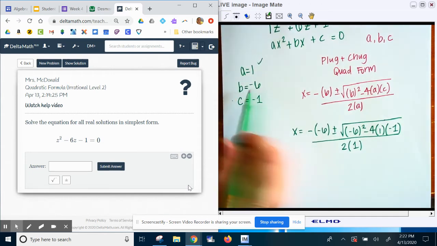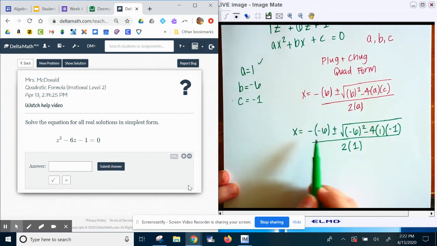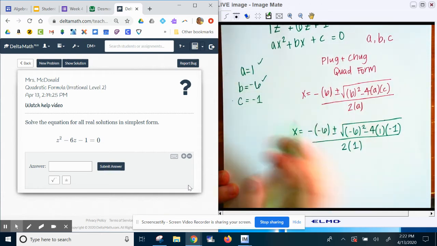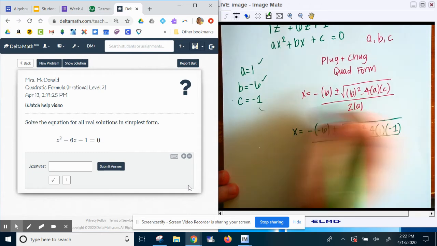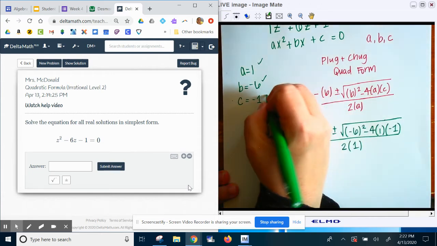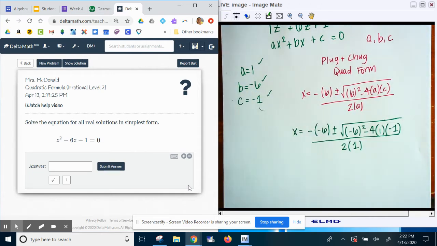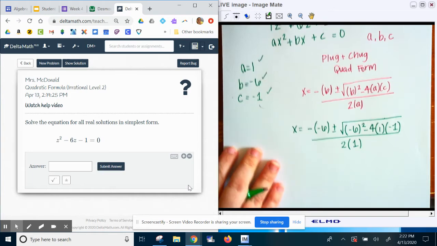My b should be in two places, the first two spots, so -6 and -6. And my c should be in one place. It's at the end of the radical, and I have it in the right spot. I always check this because if you make a mistake early on, it's easier to fix it now as opposed to doing the whole problem and then realizing it at the end.